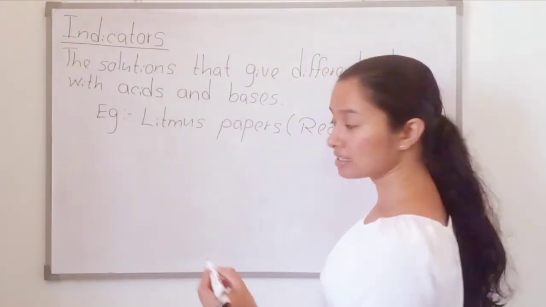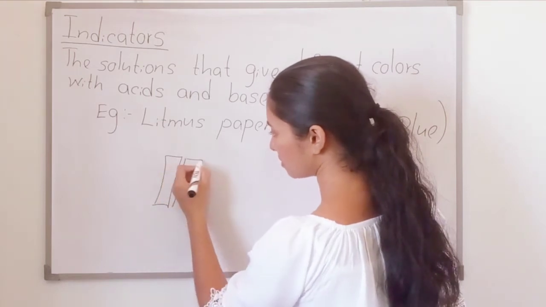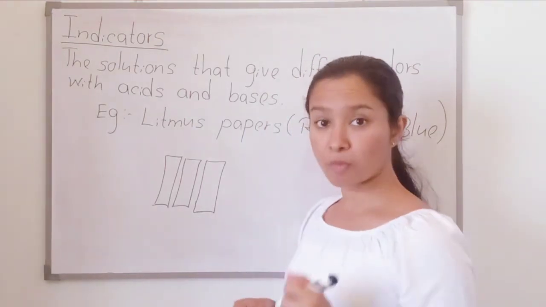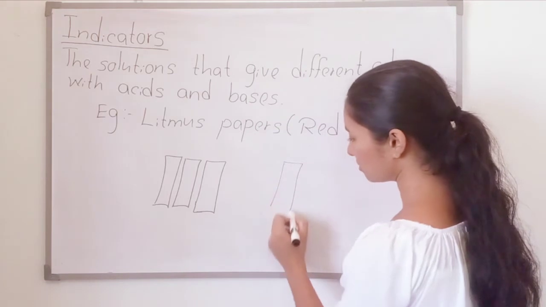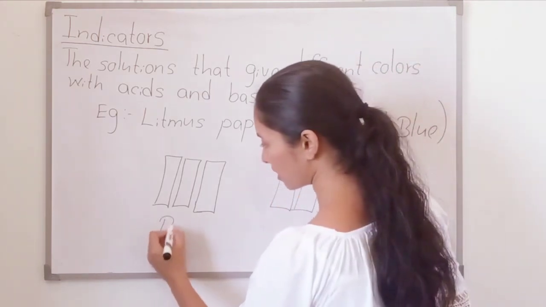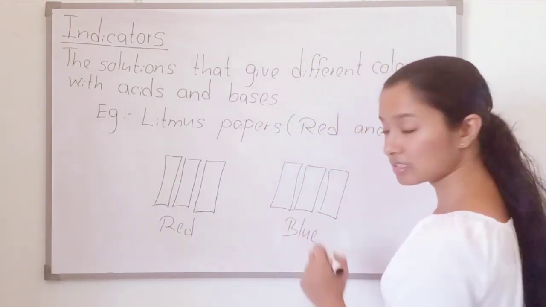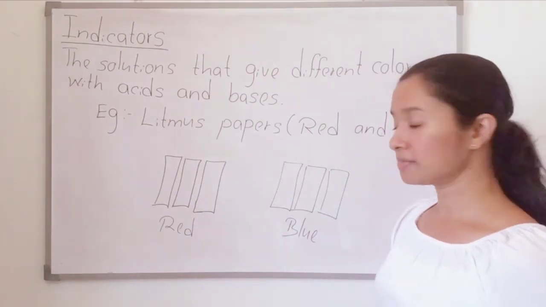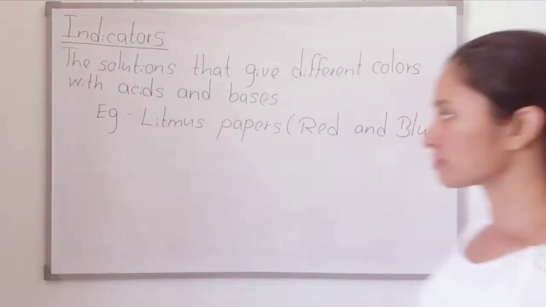The litmus papers are like these. Some small strips. Red color and blue color. These are red and these are blue. So there are two types, red and blue litmus paper. So we can identify acids and bases.